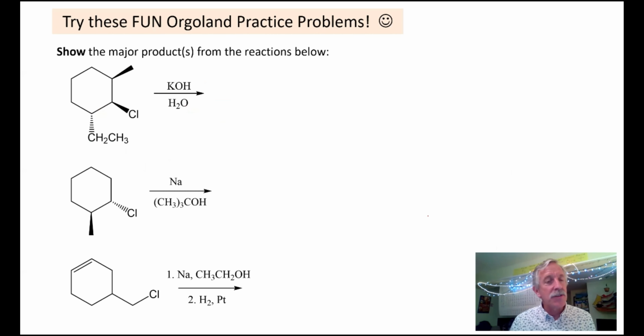I don't care which one you use. Sometimes you can't use the conjugated system because you don't have one. So really the bulky base is the way to go.